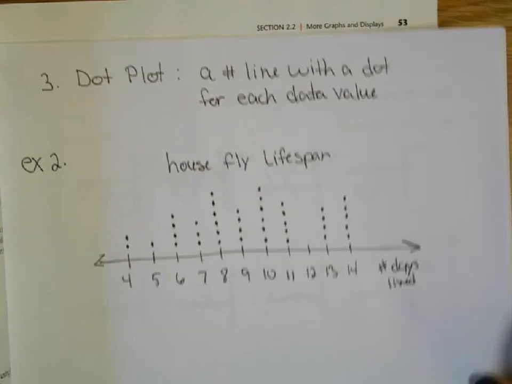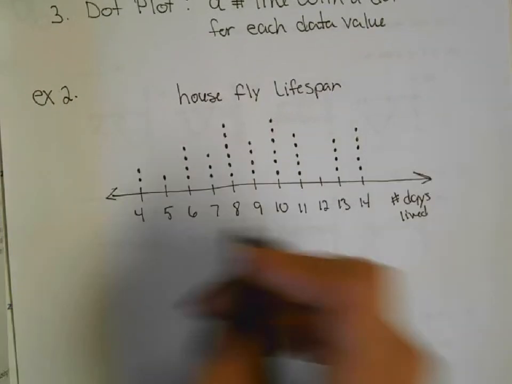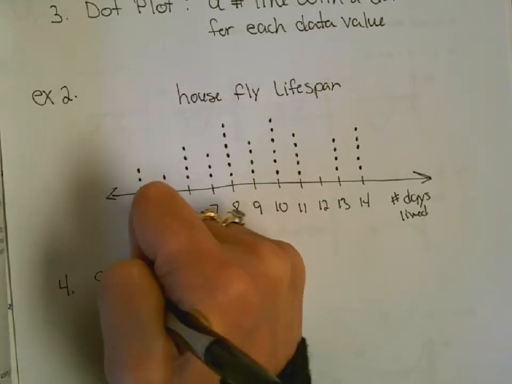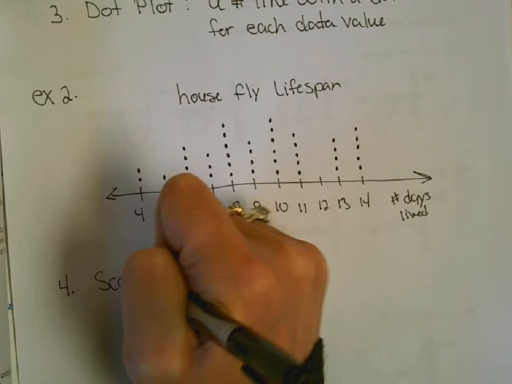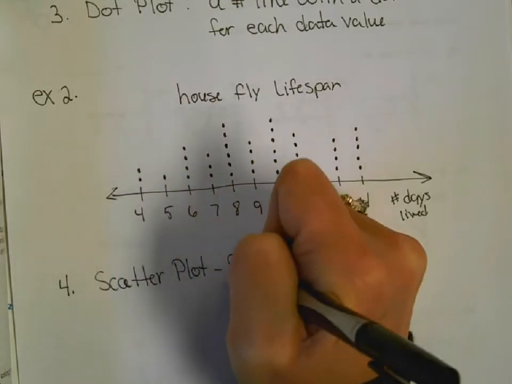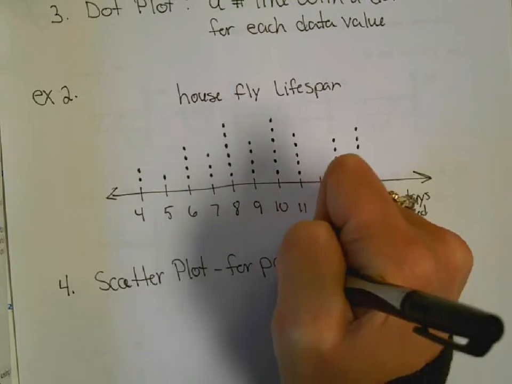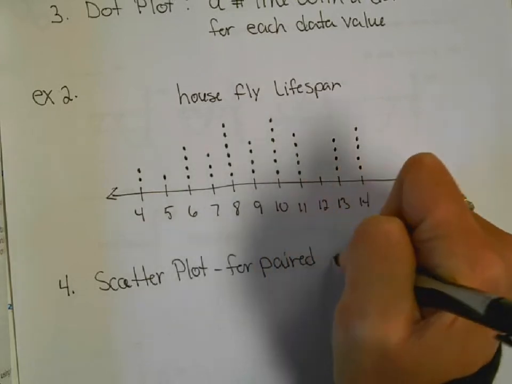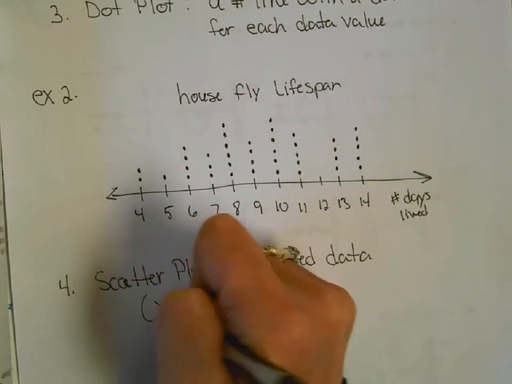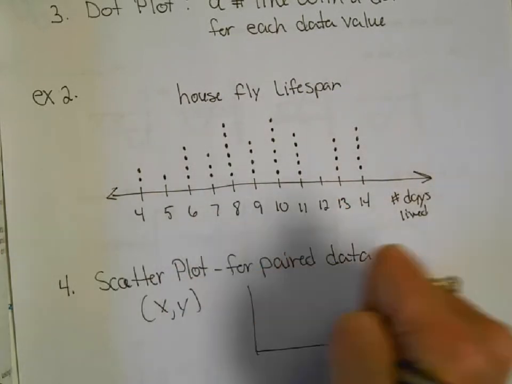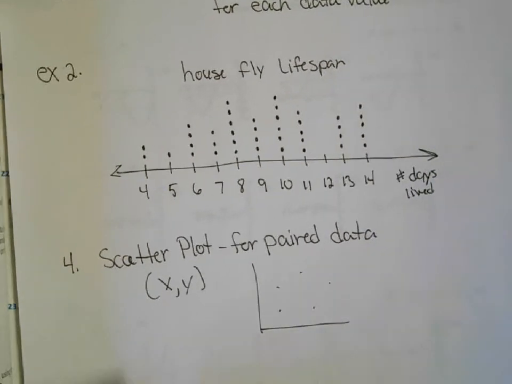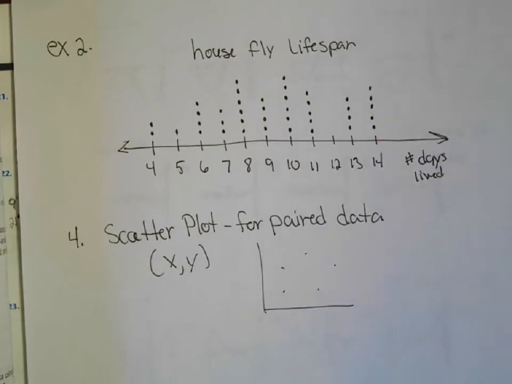Okay, the next type of graph I'm not going to do an example of because you've been doing them forever. It's just a scatter plot for paired data. So when they give you X, Y ordered pairs, you know enough how to plot them. So I'm not going to waste time on that. I'll give you one for homework.